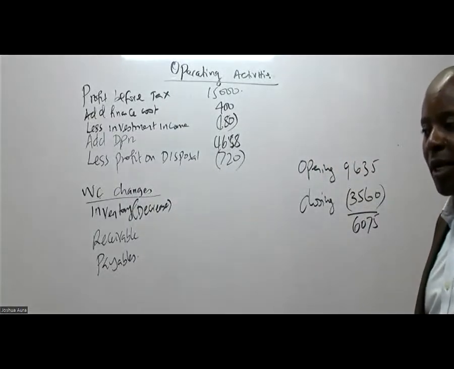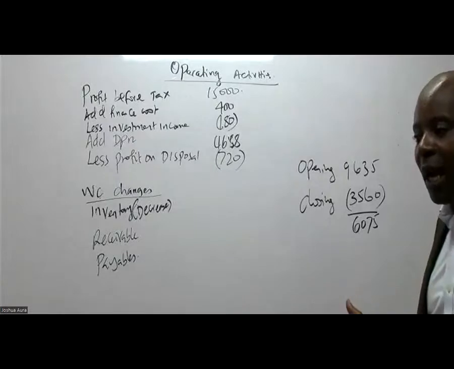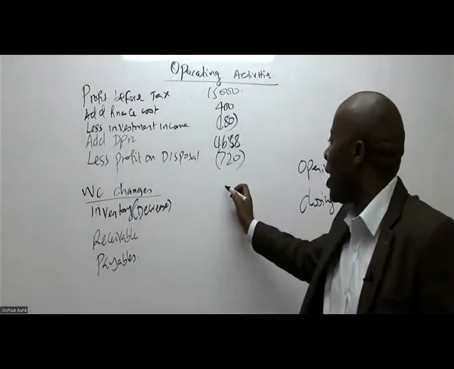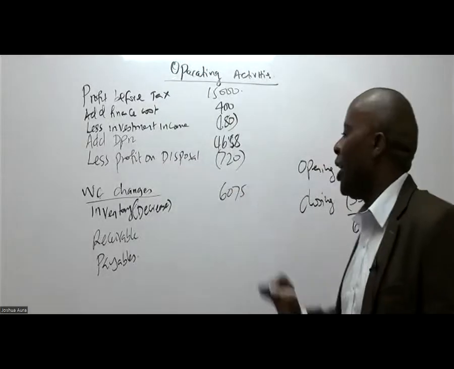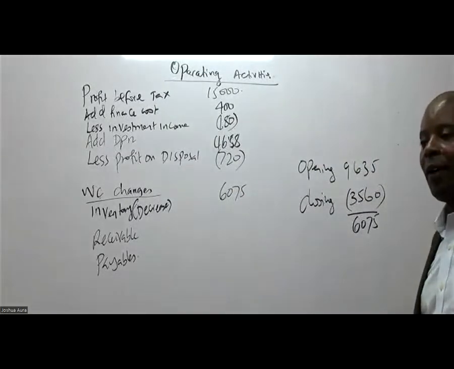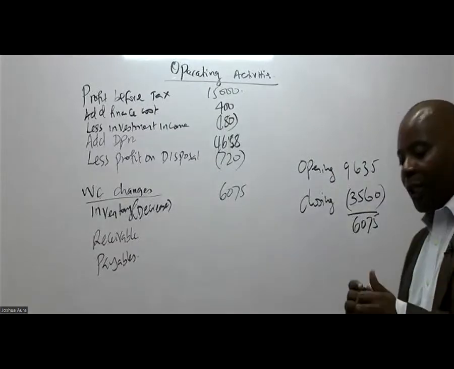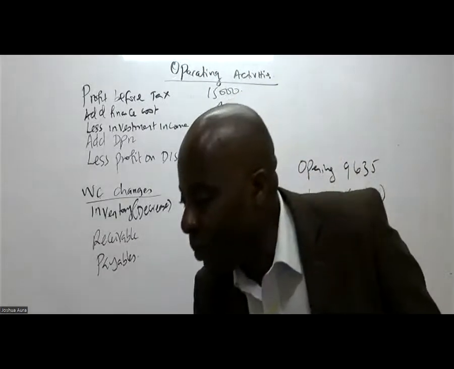They sold. So when they sold, automatically that becomes a cash what? A cash inflow. So this 60.75 is a cash inflow. It is a positive figure. Right? How about receivables, ladies and gentlemen?